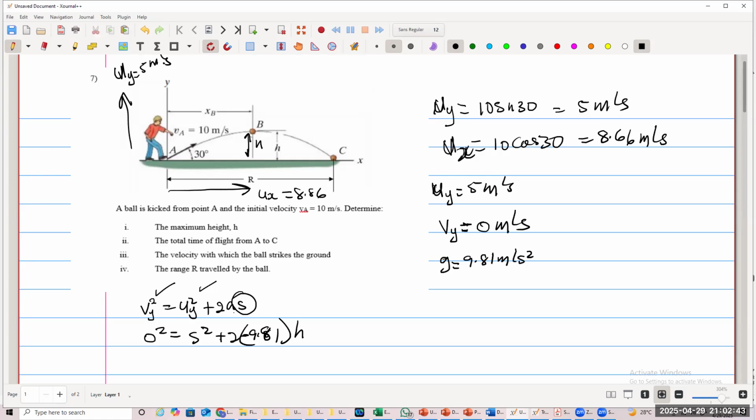If you transpose that, what am I getting here? So you'll be getting 0 minus 25, because this is 5 squared, upon minus 19.62. How much is that value? Right? So what you will be getting there, you will be getting that this value is equal to what? 1.27 meters. Do you agree with that?